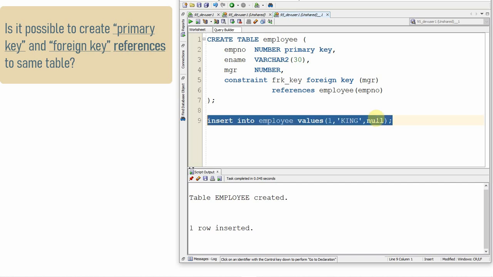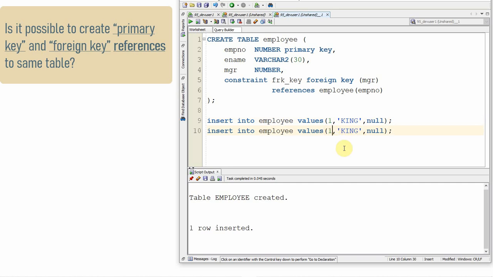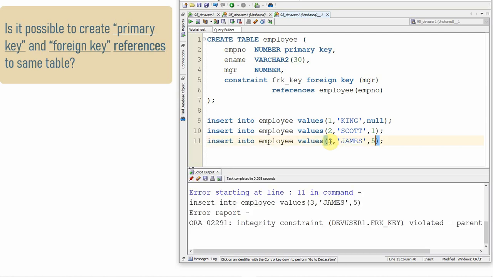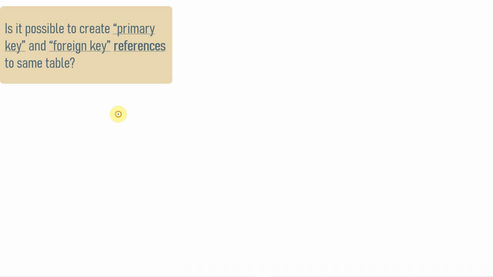So now I am going to insert another employee who is going to report under king. Let's say Scott, whose manager is 1. So this will work perfectly fine. Suppose you are trying to insert another employee, let's say James, with a manager ID of something like 5, but there is no employee called 5, so obviously this will return an integrity constraint violated error. So the answer to this question is yes, we will be able to create a primary key and a foreign key that refers to the same table's column.